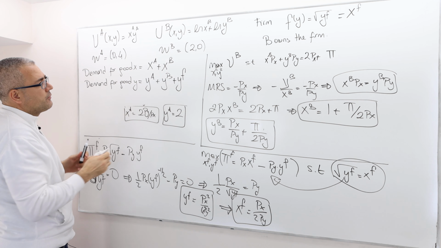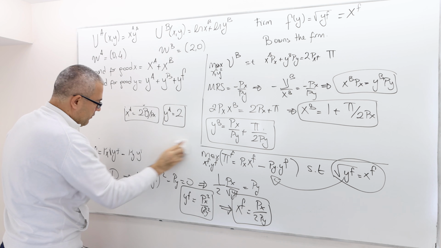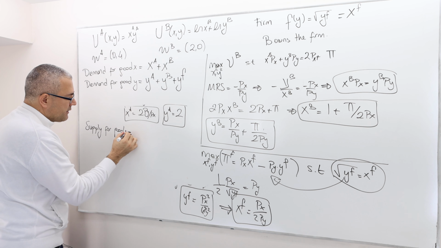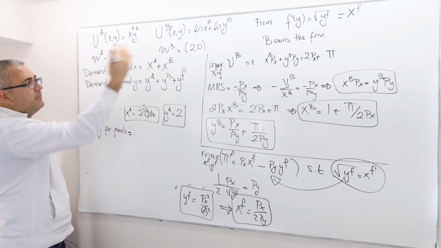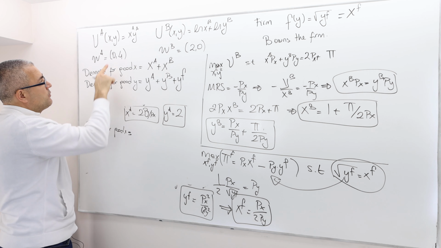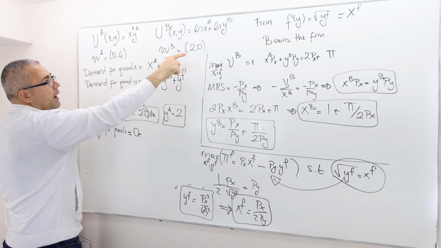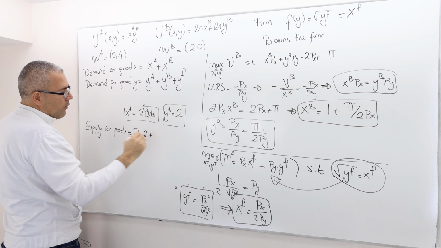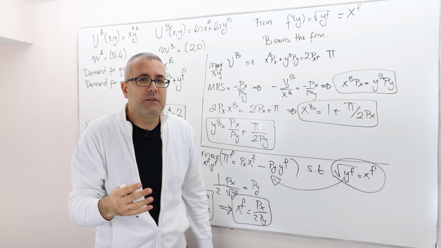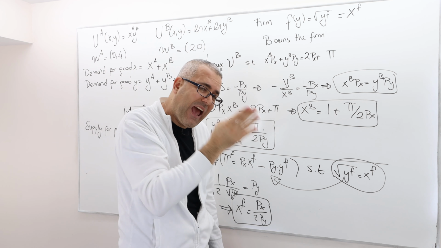I need these terms, so I don't need these terms, so let's get rid of them. Supply for good X. What is it? So who supplies good X? Obviously Ali and Bob by their endowments. Ali's endowment for good X is 0. Bob's endowment for good X is 2. What about firm? Does firm supply good X? Yes, remember good X is the output.